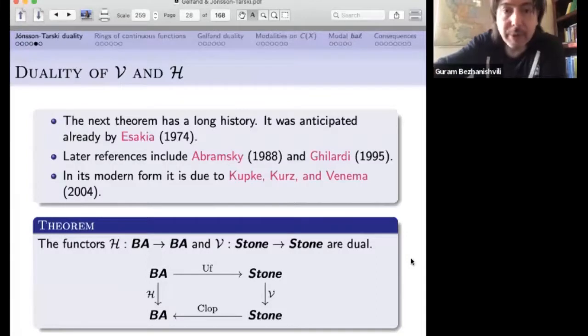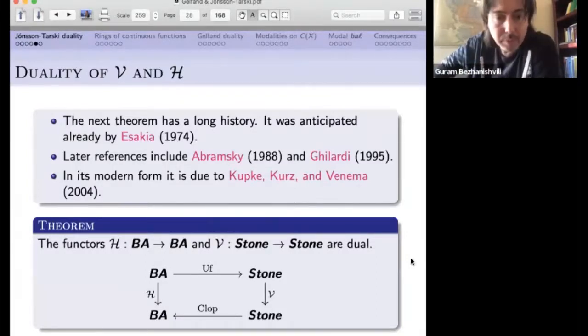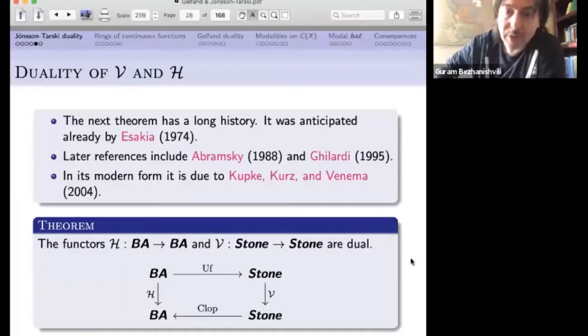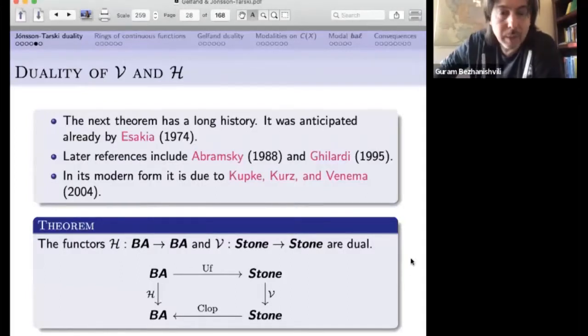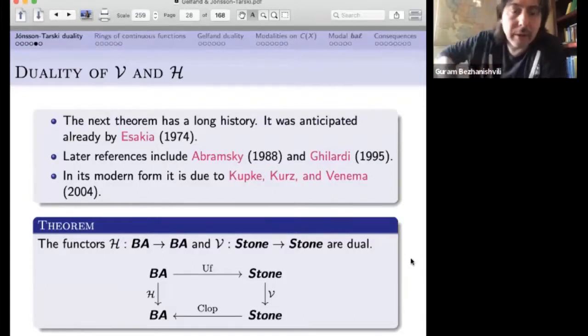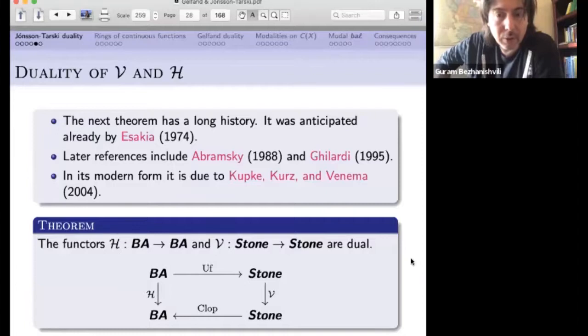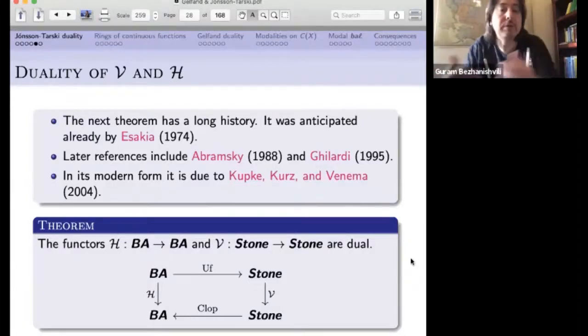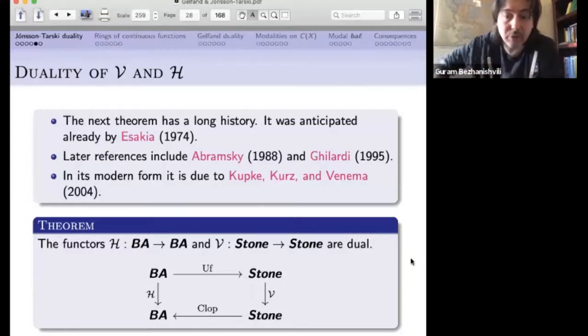Historically, this was already anticipated by Esakia back in the 1970s. And then I think Abramsky was the next important contribution in this line of research, who actually made some of the ideas of Esakia explicit without knowing Esakia's work. And then Ghilardi, without knowing Abramsky's work, rediscovered this H functor. And then in the early 2000s, Kupke, Kurz, and Venema actually provided this picture, this diagram that I drew down there. This was explicitly stated in this paper by Kupke, Kurz, and Venema.